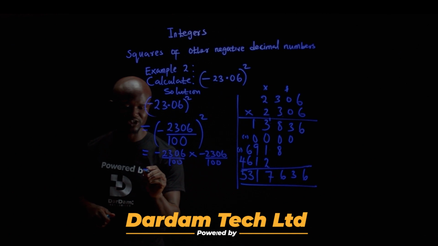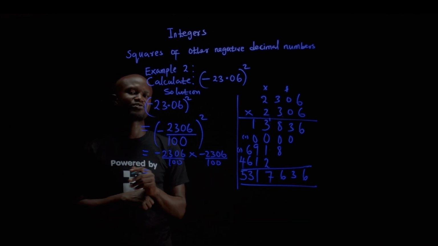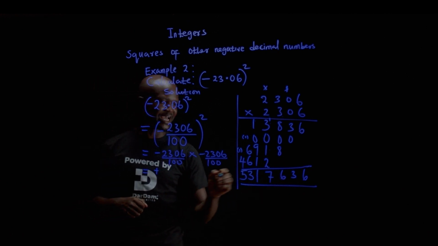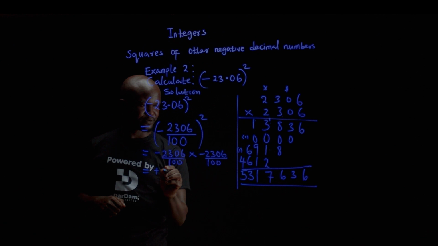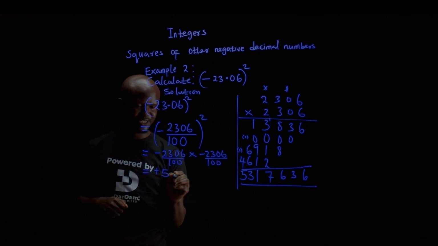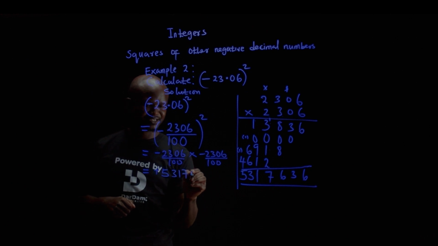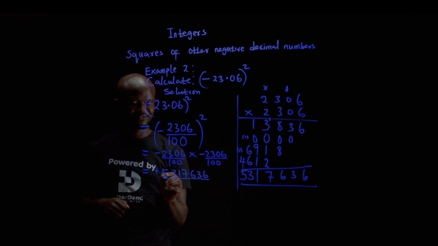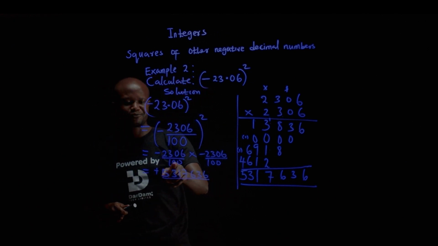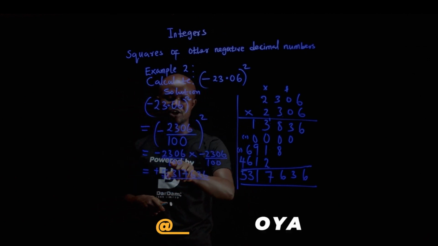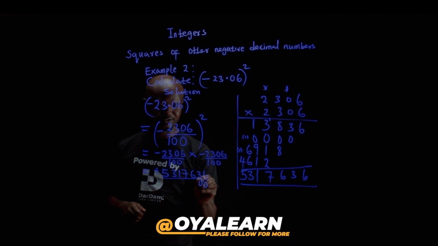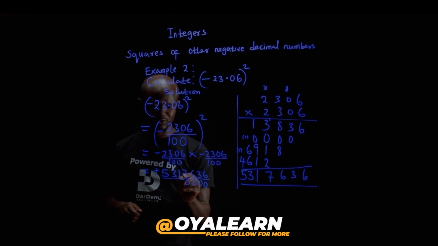So for the numerator, we are going to have what? Minus times minus is plus. Then we have this value, 5,317,636. Divided by what? What do we have from here? We have 100 times 100. How many zeros do we have altogether? 4 zeros. So we have 10000.